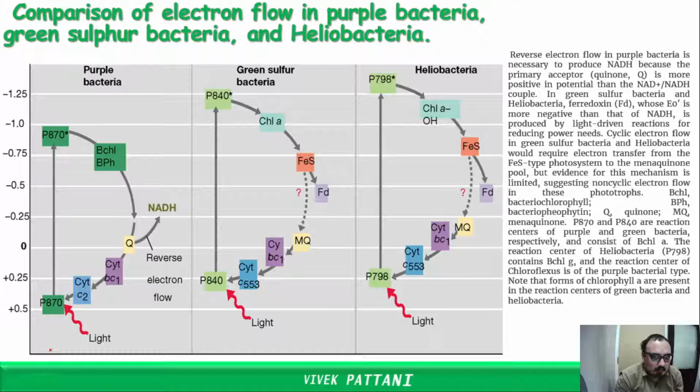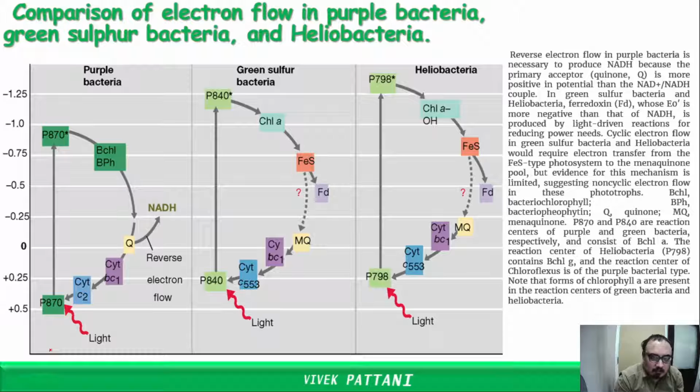And the cyclic electron flow in the green sulfur bacteria and heliobacteria would require electron transfer from the FeS type photosystem to the menaquinone pool. But as we discussed during anaerobic respiration, menaquinone is one of the carriers in anaerobic respiration also. So yes, all these processes are basically anaerobic, so there will be a menaquinone to watch out for.